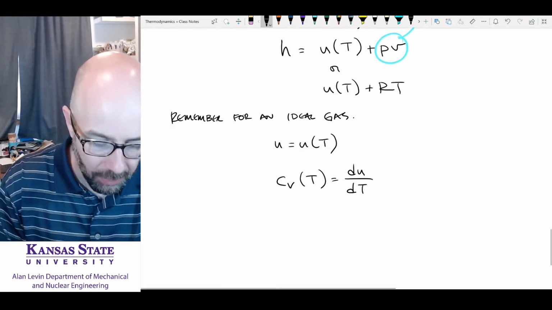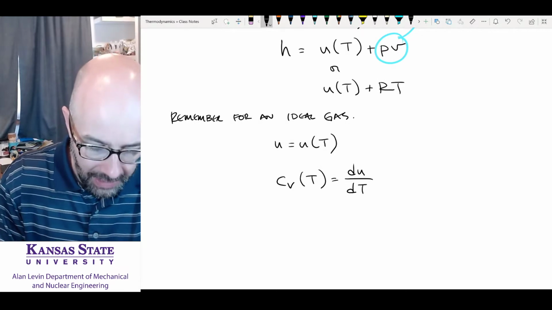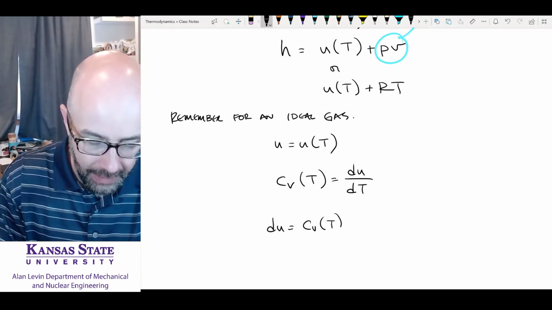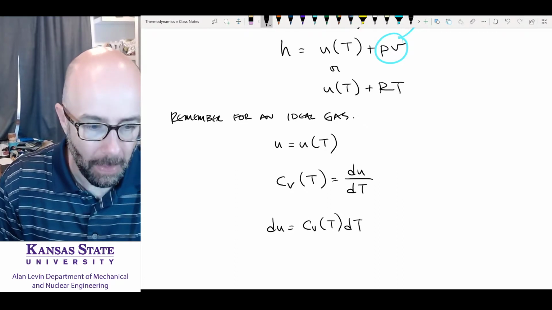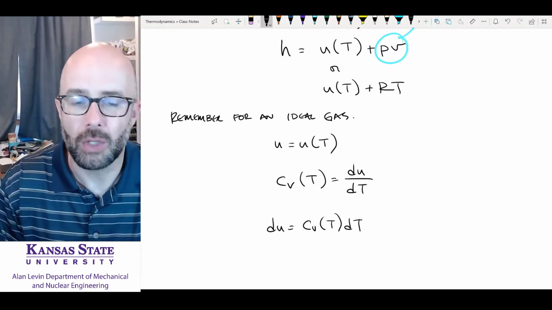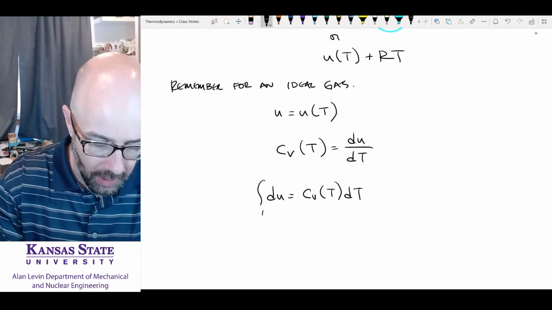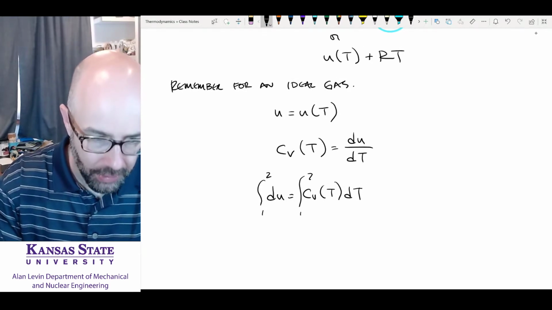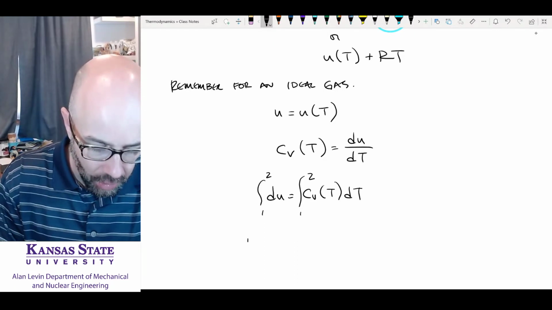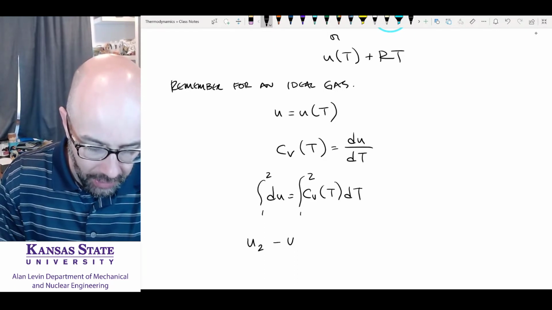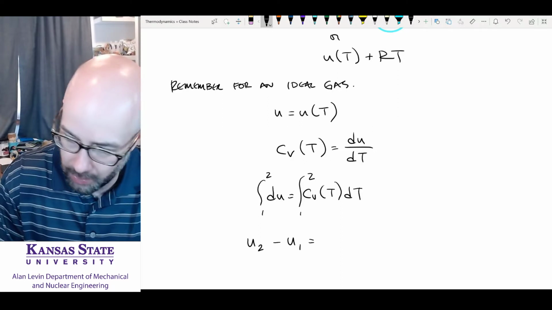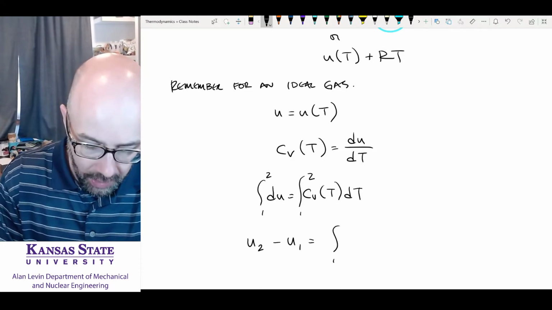So if we separate variables here, we can say that du is equal to C sub V of T times dT. If we integrate between 1 and 2, we're going to get the internal energy at state 2 minus the internal energy at state 1 equal to the integral from 1 to 2 of C sub V dT.